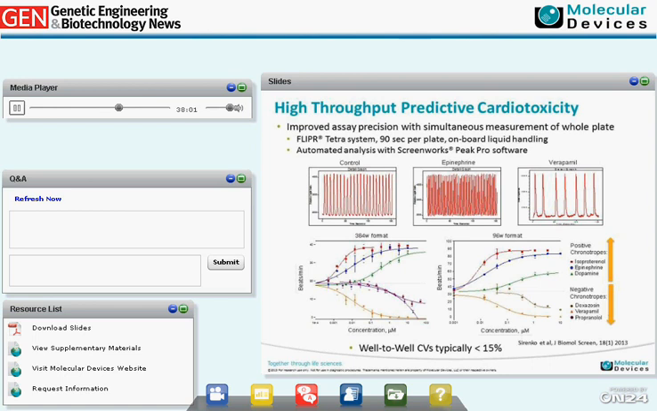So in this screen, I just show some standard responses that we get using the FLIPR system, showing it's very similar to the microscope system.